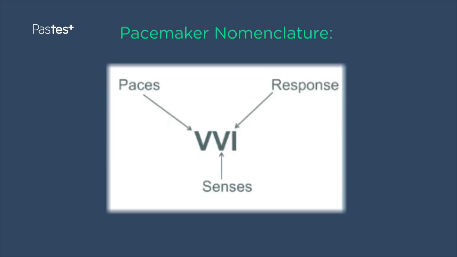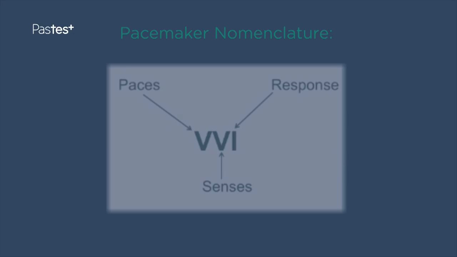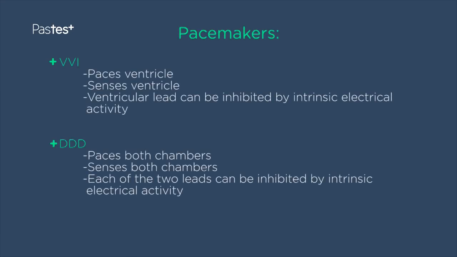So if it determines a normal conducted ventricular beat, so it sees the QRS complex, it then says, hang on, I don't need to pace here. And it then waits a period of time when it expects the next beat to come. So thereby it facilitates intrinsic conduction wherever possible. And of course this is beneficial for cardiac output. So let's just summarise that once again. A VVI pacemaker paces the ventricle, senses the ventricle, and the ventricular lead can be inhibited by intrinsic electrical activity.